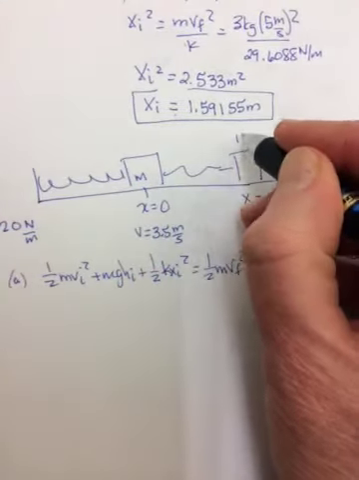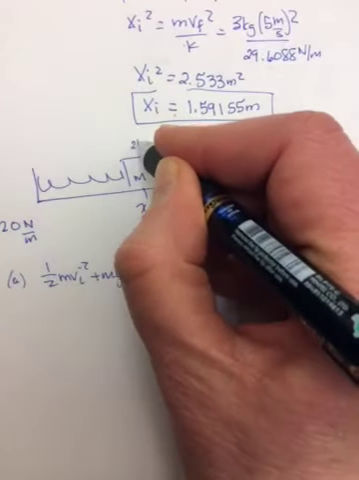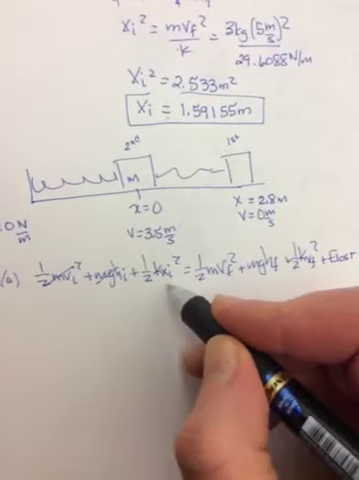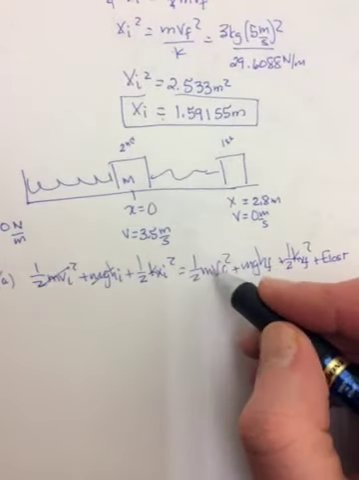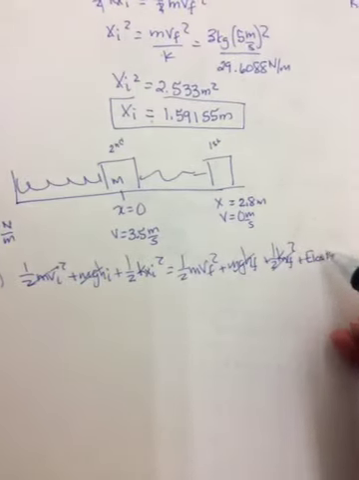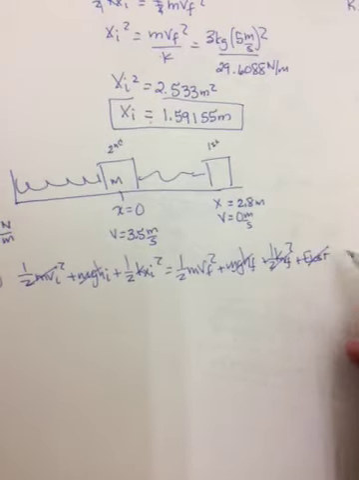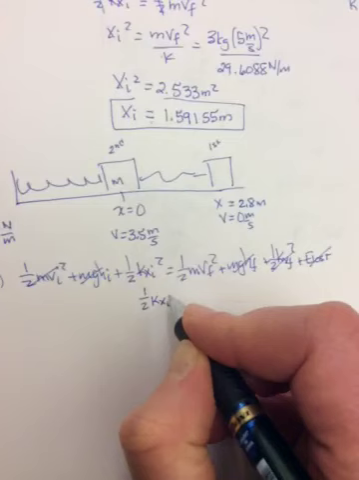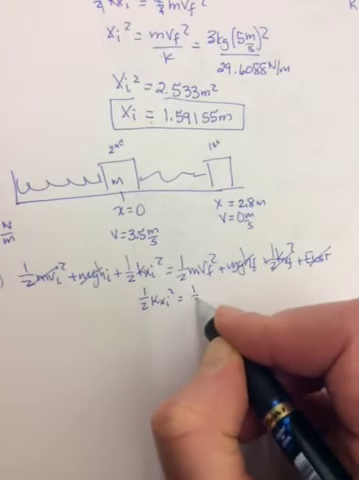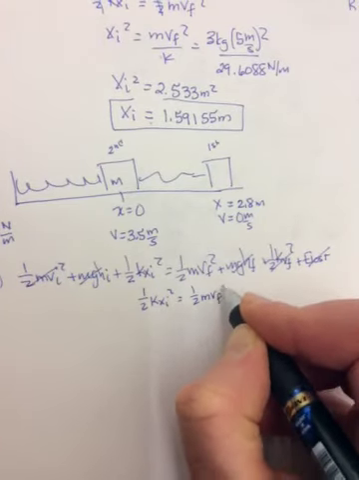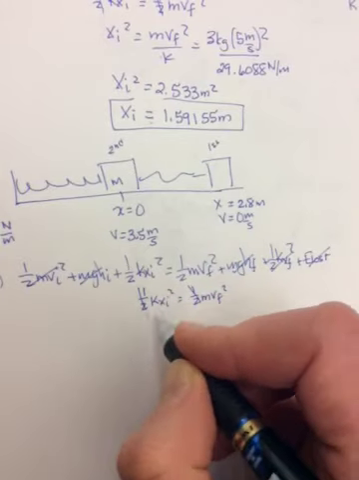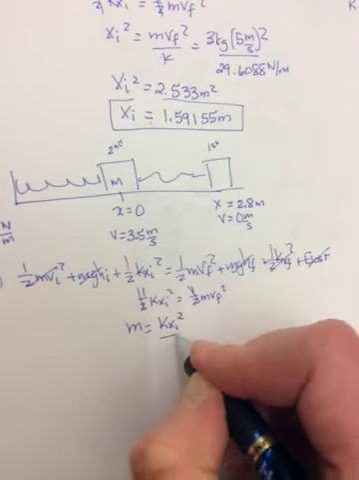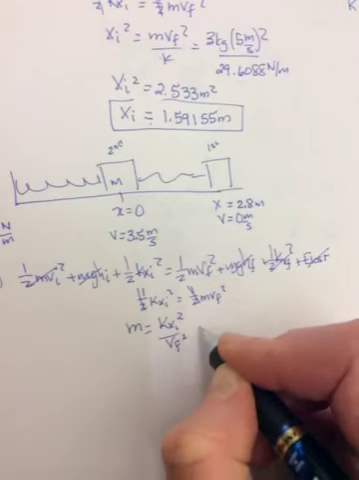So if we call this our initial and we call this our final, then initially no speed, no mgh, but a half kx squared. Finally, a speed, no mgh, no kx squared, no E lost. So you have 1/2 kx initial squared equals 1/2 mv final squared. The halves go, and this time we're solving for mass. So it's kx initial squared over v final squared.